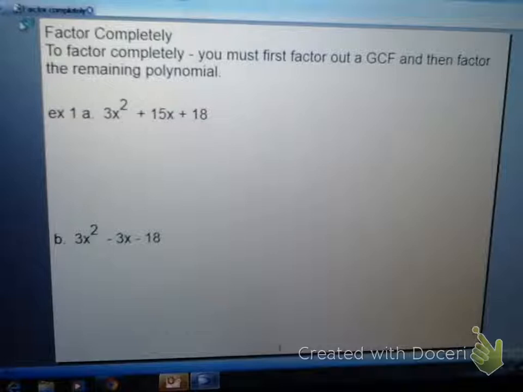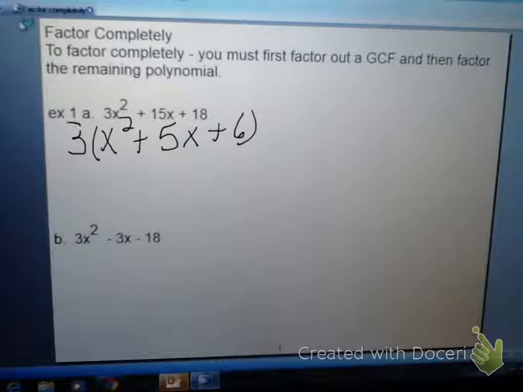I have a 3 that is my GCF, so I'm going to factor that out and get x squared plus 5x plus 6. Now, what's remaining in this parentheses is a trinomial that can be factored into binomials.